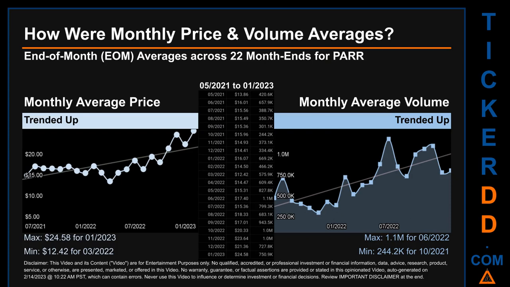How were price and volume averages for PARR? Across 448 trading days, there were a total of 22 month ends, of which monthly averages for daily price and volume were calculated. Overall, monthly price average trended up while monthly volume average trended up. The maximum end of month average price was $24.58 for 01/2023 while the minimum was $12.42 for 03/2022. Looking at volume, 06/2022 and 10/2021 respectively saw the highest and lowest monthly average volume at 1.1 million and 244.2 thousand.